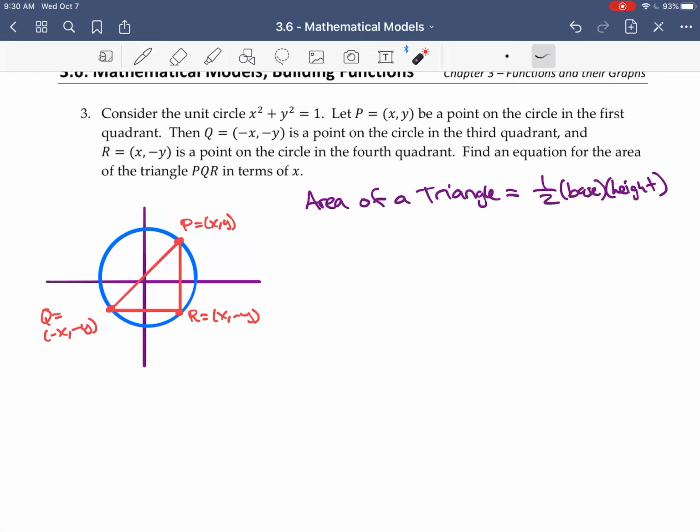So let's think about this. Okay, so we know that this length here is x, as is the length from here to here. So these are both x because the coordinate x is x, right? So x is a positive number because P is in the first quadrant. So these have lengths x, and this length plus this length is the same as this base length. So that means that this base length is 2 x's.